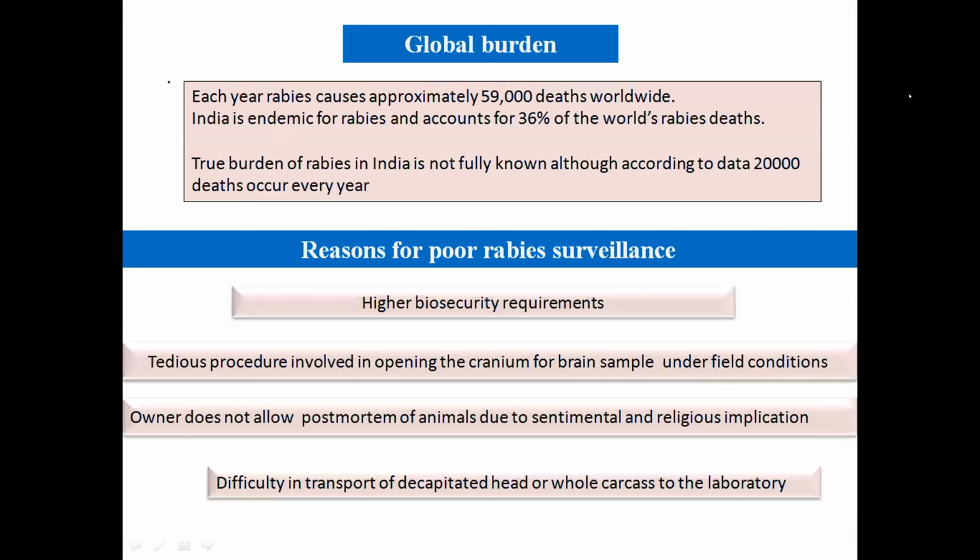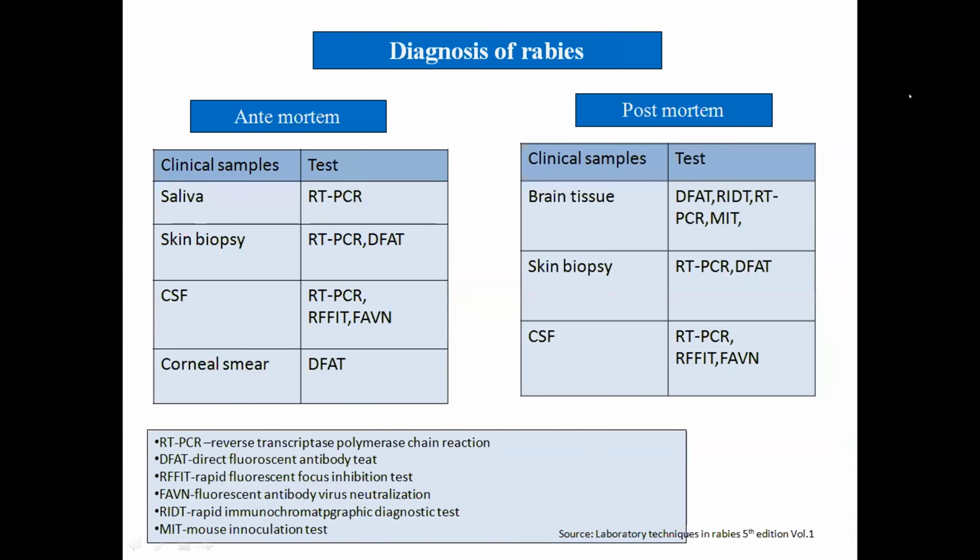So what is the reason for poor rabies surveillance? High biosecurity requirement, tedious procedure involved, owner does not allow post-mortem, difficulty in transport and decapitation of head. These are some of the tests which we use for post-mortem examination: RT-PCR, DFA, RFFIT.